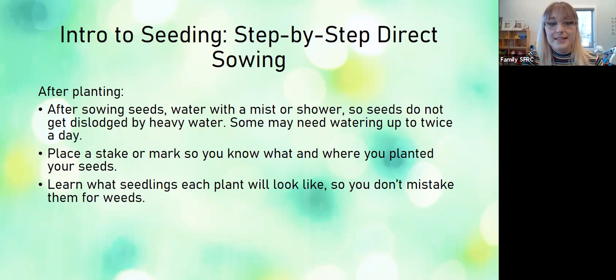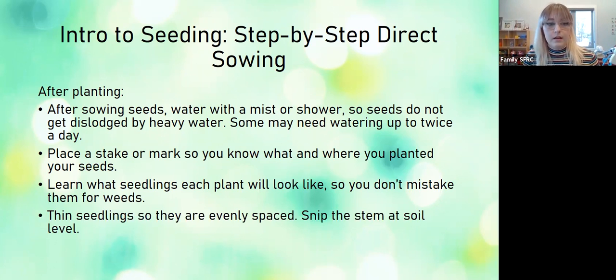This is important. Learn what seedlings each plant will look like so you don't mistake them for weeds. This is important because you don't want to all of a sudden pick out your seedlings thinking they were weeds. So just a tip, if you can't tell at that time if it's a seedling or a weed, just be safe and wait and see until you can really tell. Thin seedlings so they are evenly spaced. Snip the stem at soil level.